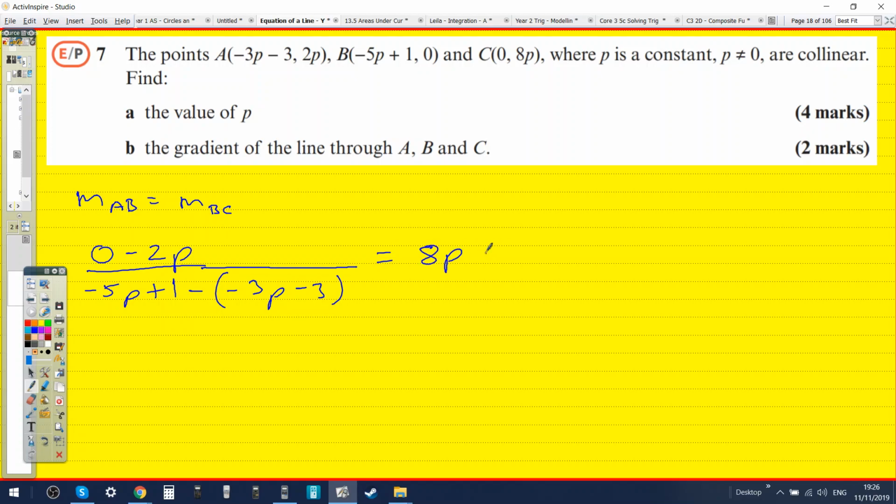8p minus 0 over 0 minus 5p plus 1. Sorry, minus 0, or leave it, it doesn't really matter. And then I just make that equal, don't I? Yes. And the minus 5p plus 1, what do you have to do with that?